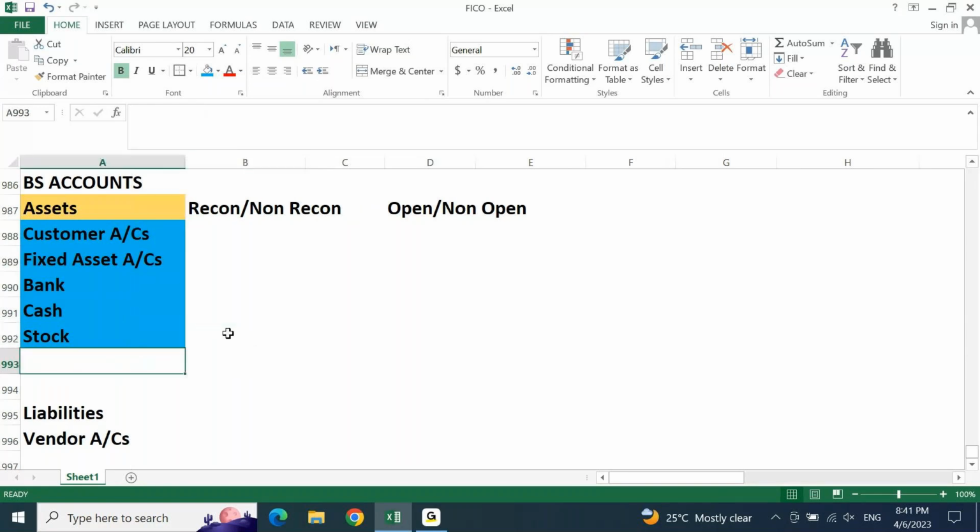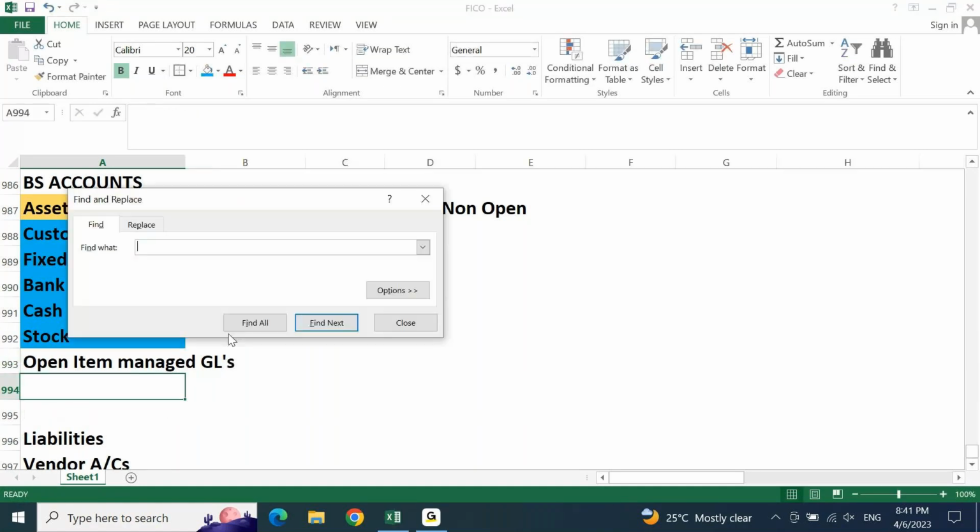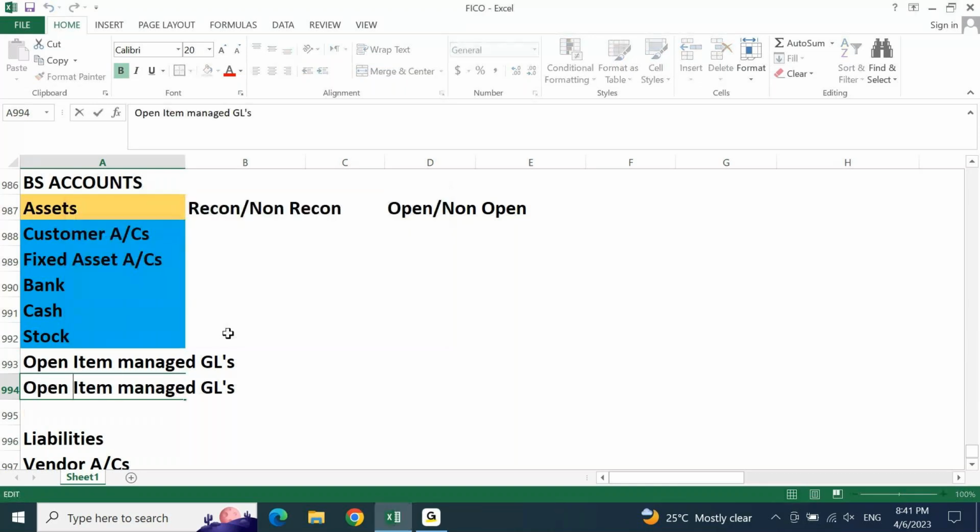Okay, after this you have to list open item managed GLs and non-open item managed GLs.